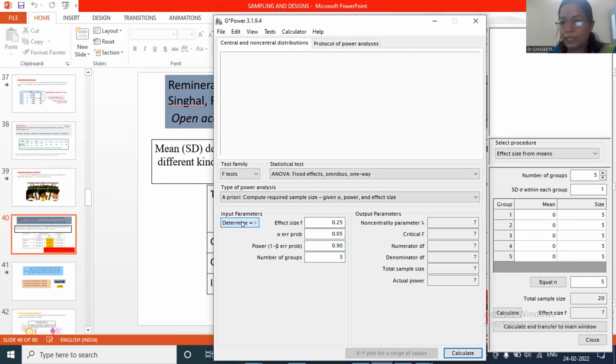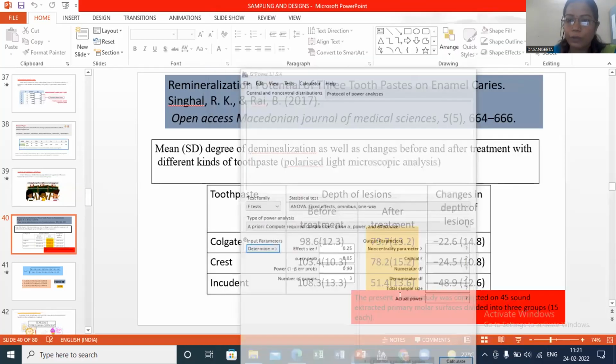Determine the effect size. Here you need to do a little bit of calculation on your own. You have to put here the number of groups. How many people per group? Since I know the study, there are 15 samples in that study that I just demonstrated here. We'll go back to it.